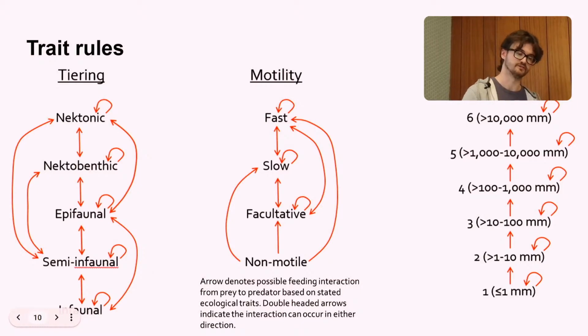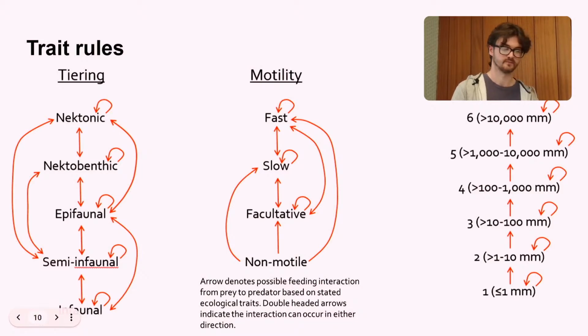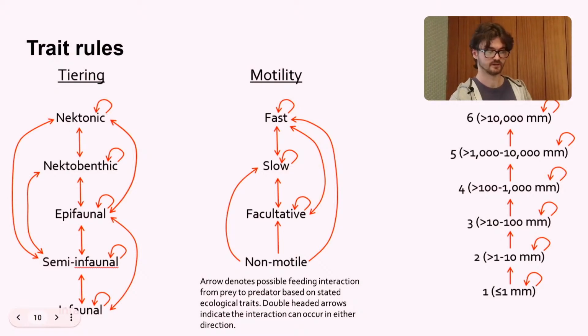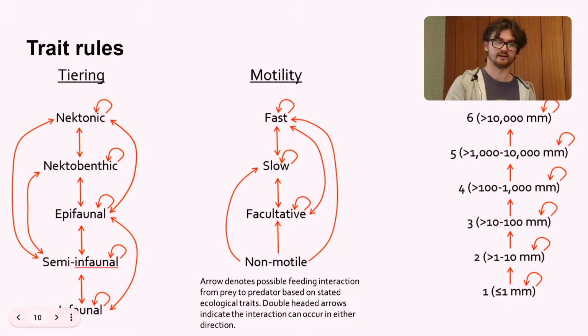So this looks a little confusing, but these are the trait rules. This is what, like, the interactions that were allowed to happen within my food webs. The arrows point from prey to predator, or double-headed arrows indicate it can occur in either direction. So say for tiering, an infaunal organism can interact with infaunal, semi-infaunal, and epifaunal organisms, whereas nektonic organisms can't interact with infaunal organisms, and so on. The size, so there are three sort of, actually no, I'll say that on the next slide.